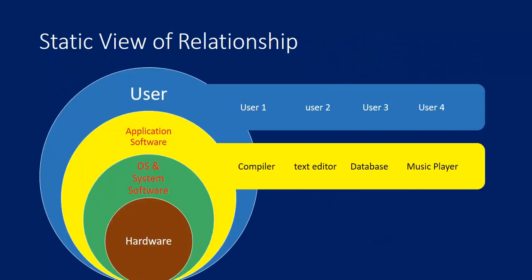Now have a look here. We have hardware, we have an operating system installed on the hardware, and there are application software like, say, a compiler, a text editor, a database, and a music player, and there are four users. You can also treat it as instances of one user. User one is accessing the compiler program, user two is accessing the text editor, user three is accessing the database, and user four is accessing the music player.